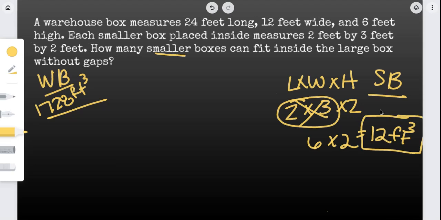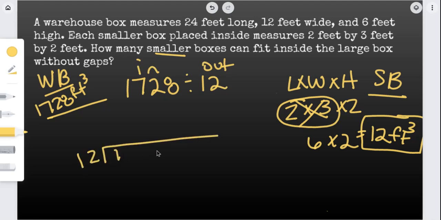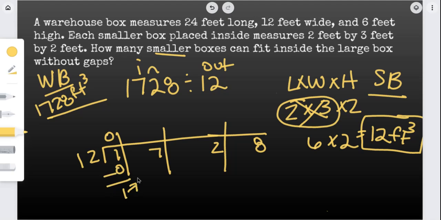Now I need to figure out how many of these are going to fit into that. So I'm going to take the 1,728 and split it, not equals, split it into, which is division, groups of 12. Okay, 12 is going to fit into 1,728. Let's see how many times. Draw up my place value lines. How many groups of 12 are going to fit into 1? None, because 12 is too big. 0 on the top and a 0 on the bottom. I subtract and then slide.